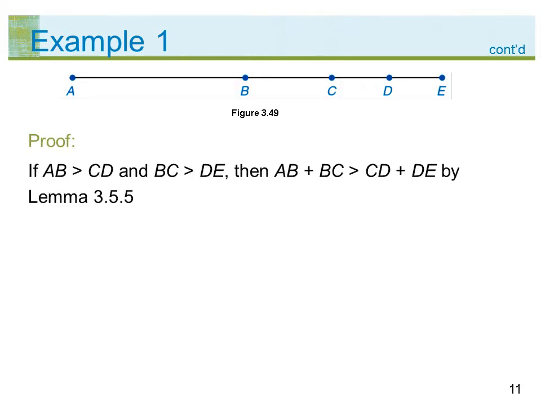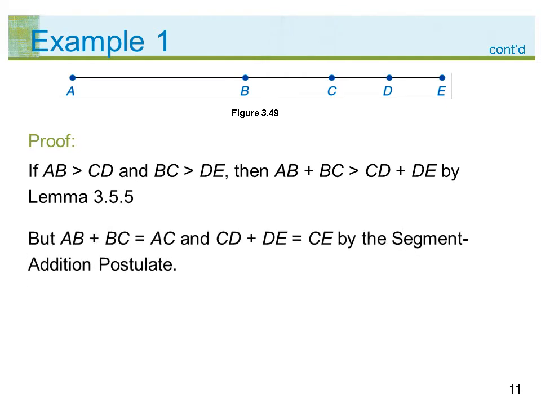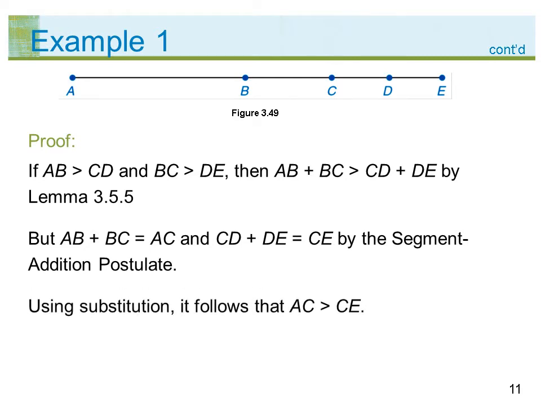Proof: If AB is greater than CD and BC is greater than DE, then AB + BC is greater than CD + DE by Lemma 3.5.5. But AB + BC = AC, and CD + DE = CE by the segment addition postulate. Using substitution, it follows that AC is greater than CE.